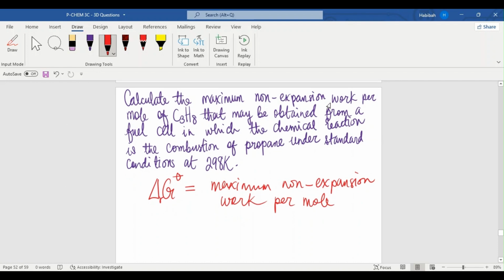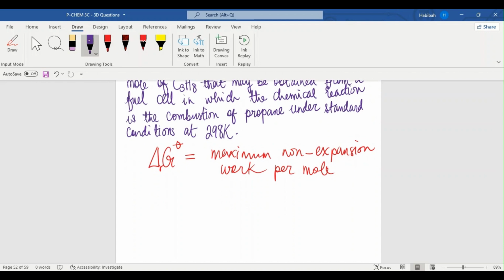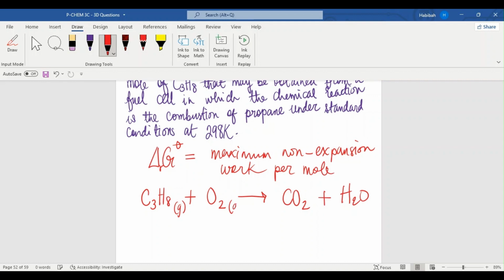Now, they said there is a chemical reaction, which is the combustion of propane under standard conditions. It is important to note that this is a combustion reaction. So that's going to be C3H8 reacted with oxygen. Anytime you're dealing with combustion of organic compounds, that organic compound reacting with oxygen is always going to give you carbon dioxide and water. So we have C3H8 gas, oxygen gas, carbon dioxide gas, and we're going to end up with water as a liquid.